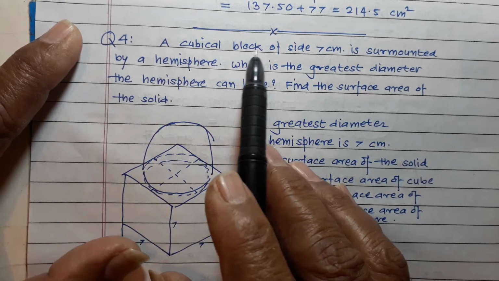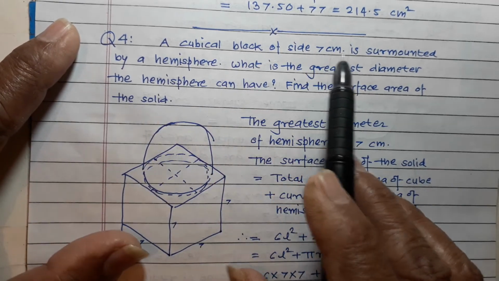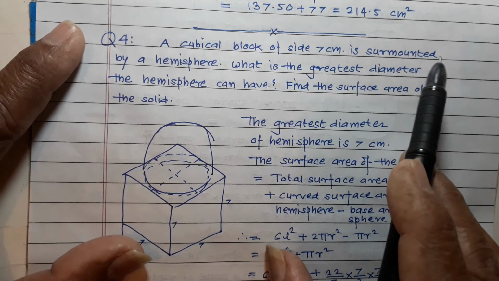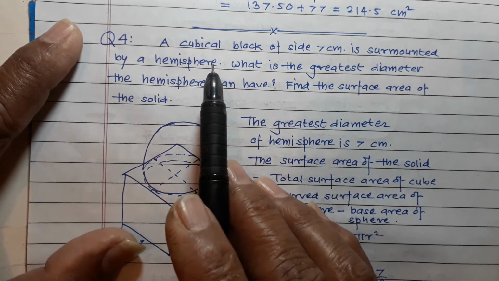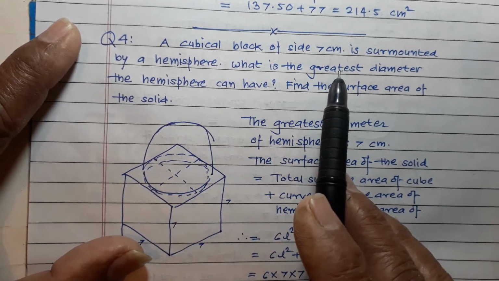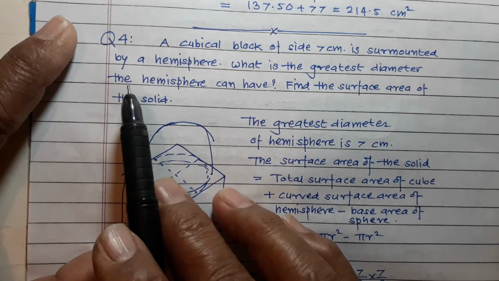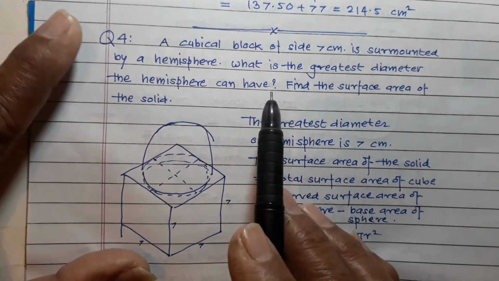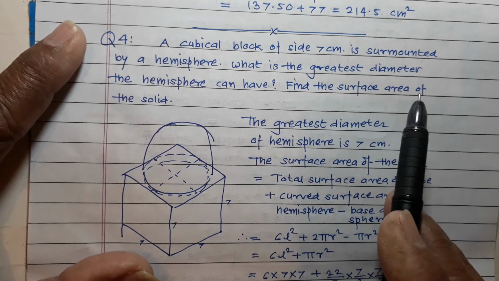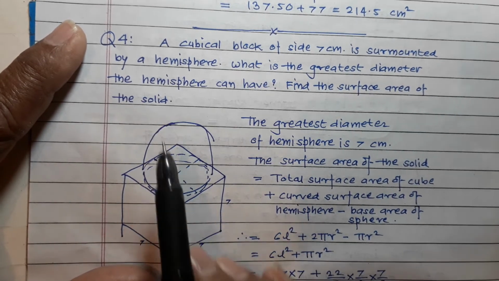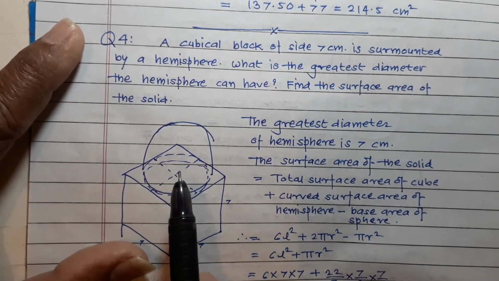Okay. Question number 4. A cubical block of size 7 cm is surmounted by a hemisphere. What is the greatest diameter the hemisphere can have? Find the surface area of the solid. Now this example you try to understand.